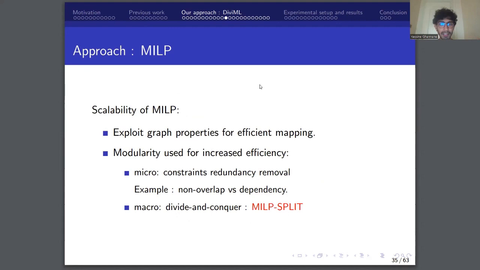This scalability of MILP is something we try to achieve by exploiting some graph properties that we can find in our specific workloads, which are DNNs.